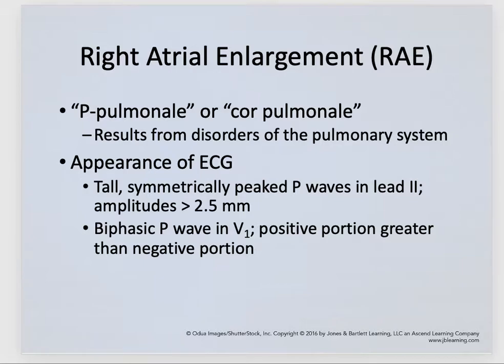So we see tall P waves. They're usually symmetrically peaked in lead 2. Remember, lead 2 is usually what we're going to be looking at. So you're looking at height. The height of the P wave is a little taller than usual. You also see the word biphasic, a biphasic P wave in V1. So the positive portion is greater than the negative portion. A biphasic is kind of an up-down hump, right? Up and then down, 2 bumps, right? 2 lumps. So in V1, you're going to see that more, the positive portion and then more negative.